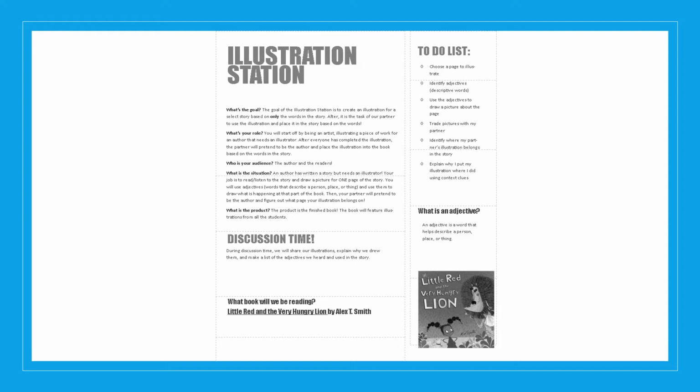You will use adjectives, words that describe a person, place, or thing, and use them to draw what is happening at that part of the book. Then your partner will pretend to be the author and figure out what page your illustration belongs on. What's the product? The product is the finished book. The book will feature illustrations from all of the students.